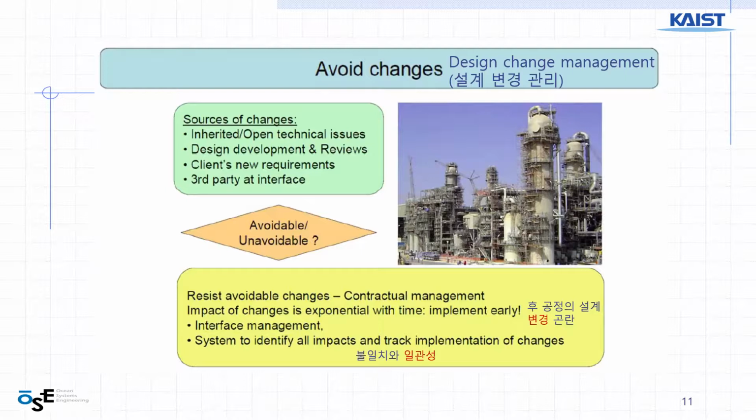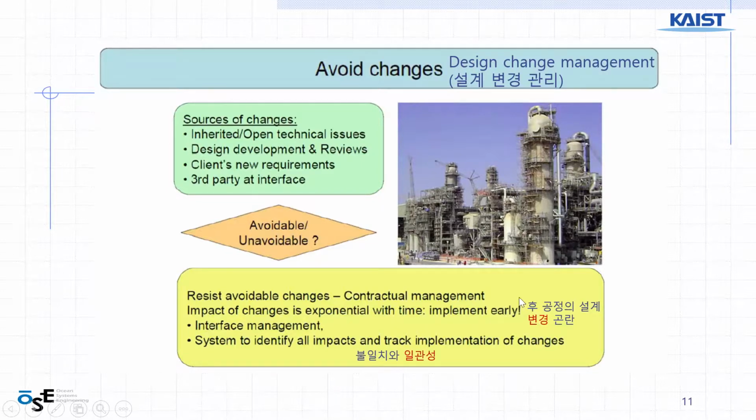So we want to reduce design changes. How can we do that? So avoidable changes, we try to avoid, right? And the contract should be well managed, and any change gives you an impact. And if a change comes late, then the impact can grow exponentially with time.